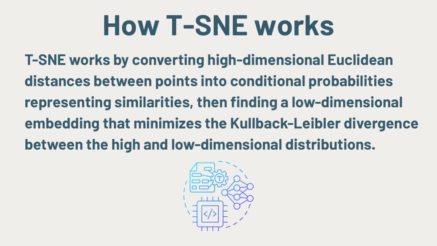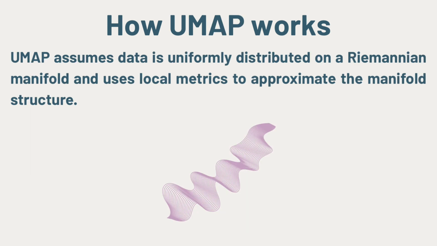t-SNE works by converting high-dimensional Euclidean distances between points into conditional probabilities representing similarities, then finding a low-dimensional embedding that minimizes the Kullback-Leibler divergence between the high and low-dimensional distributions. On the other hand, UMAP assumes data is uniformly distributed on a Riemannian manifold and uses local metrics to approximate the manifold structure. So how do they compare against each other?